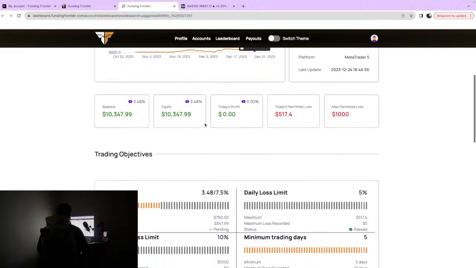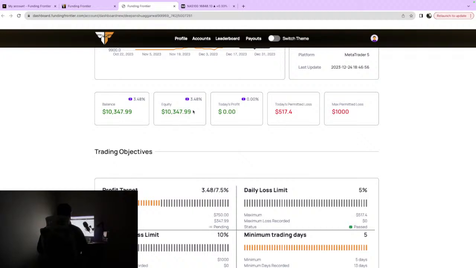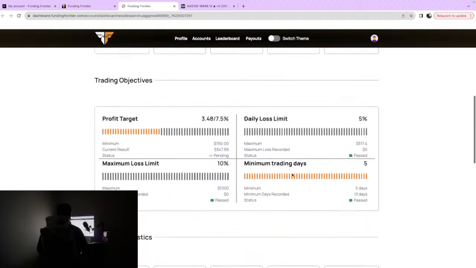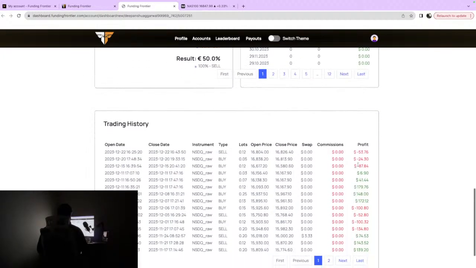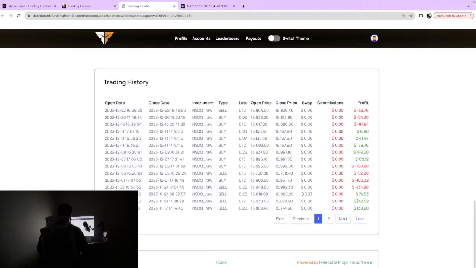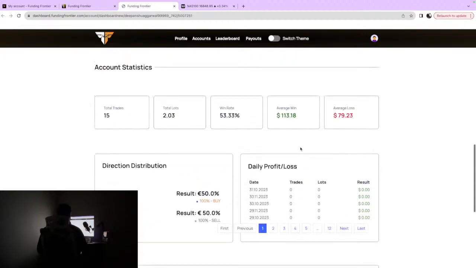You can see the current balance is 10,347. These all are the trades till now. You can see how real trading works: 3 winning trades, then 4 losing in a row, then 3 more winning trades, now 3 losing in a row. You can see we are still in profit.